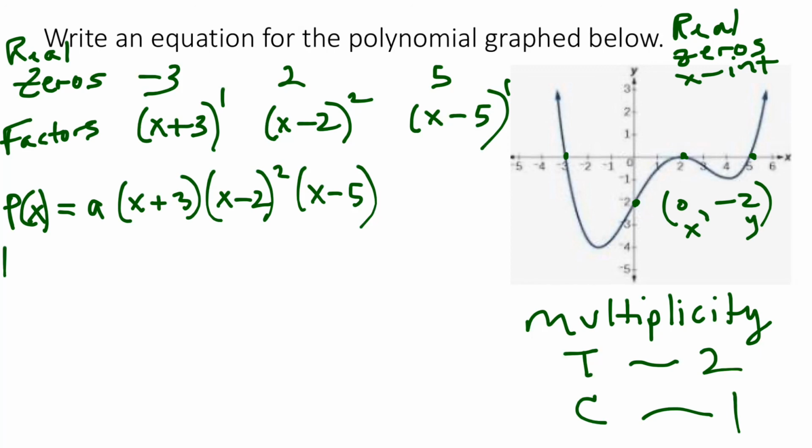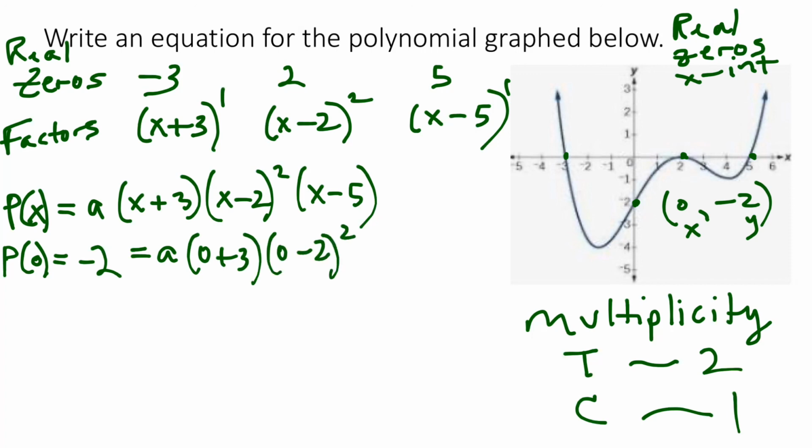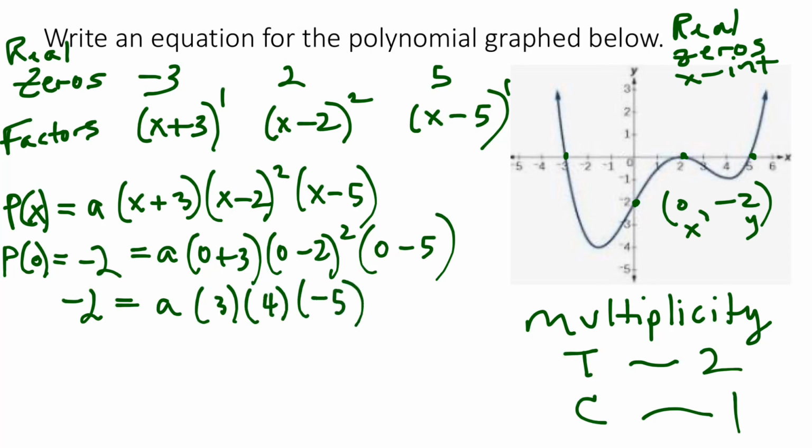All right, so p of 0 must be negative 2. So that's equal to a times, I'm just going to write it out just to make sure everybody's 100% sure of this procedure. All right, so negative 2 is equal to a times 3 times negative 2 squared times negative 5. All right, so negative 2 is equal to 12 times negative 5. That's negative 60. All right, so then I'm going to divide.